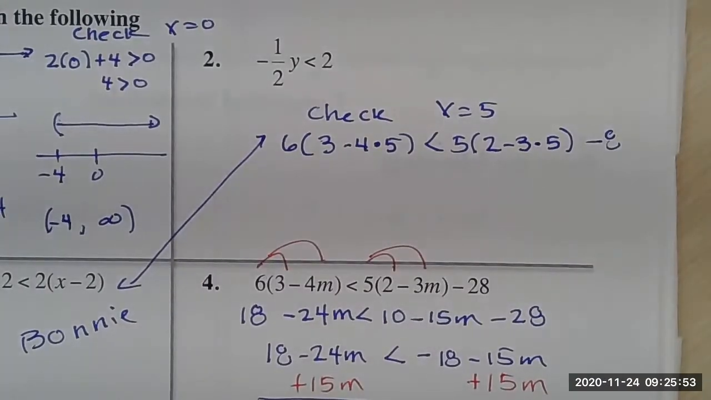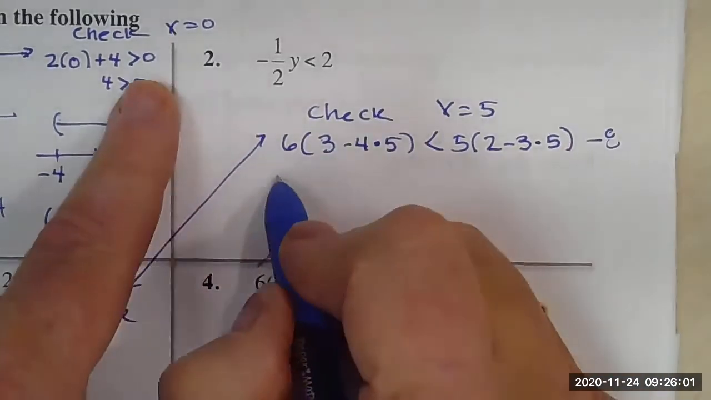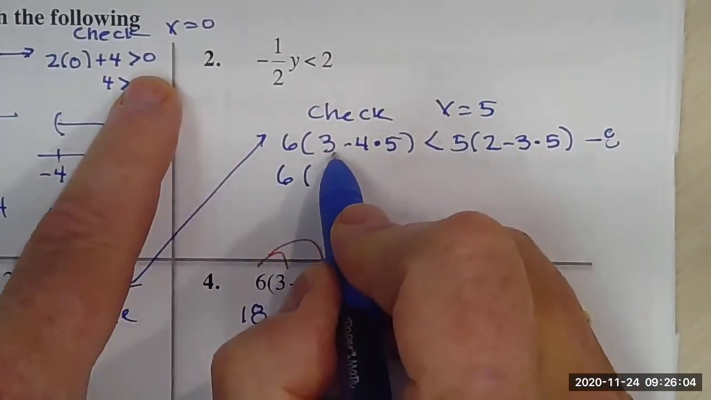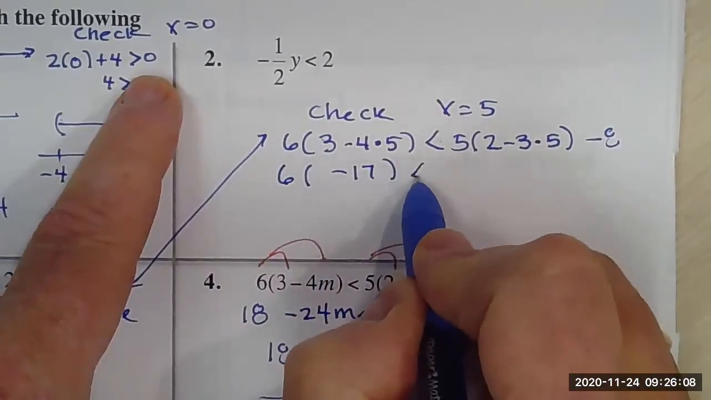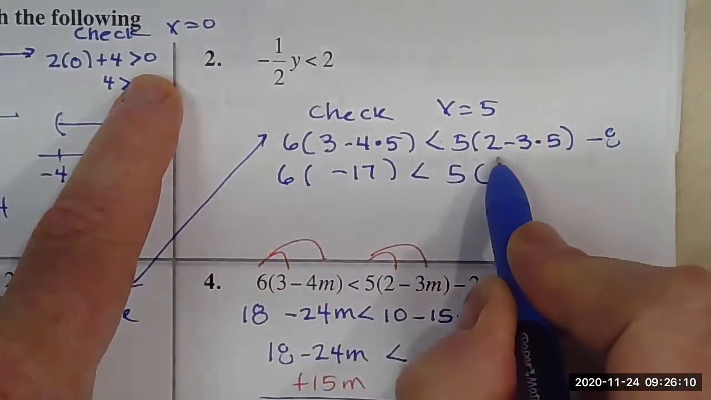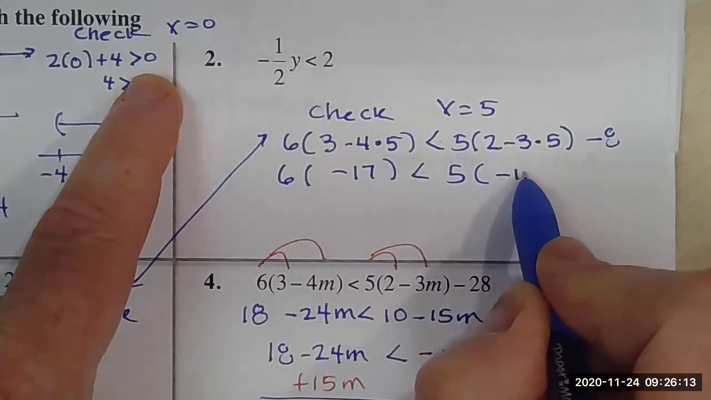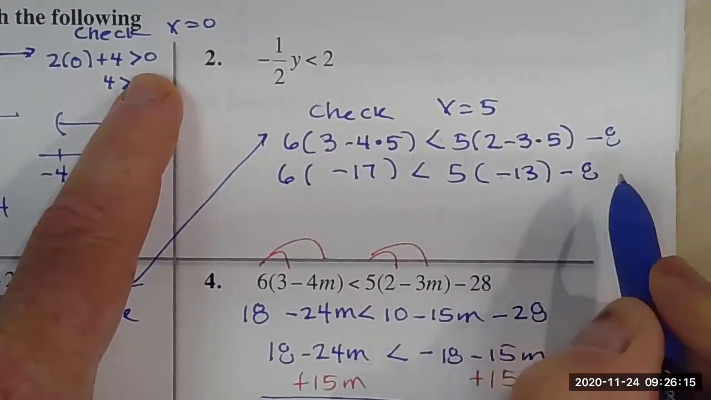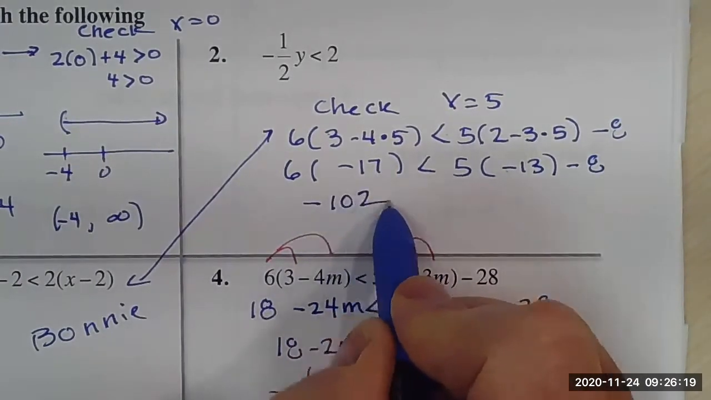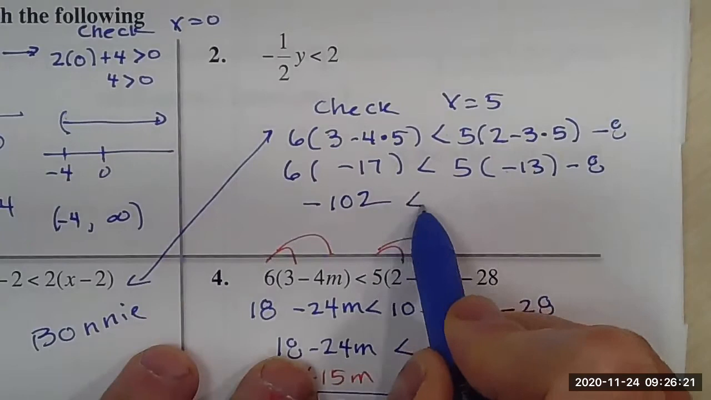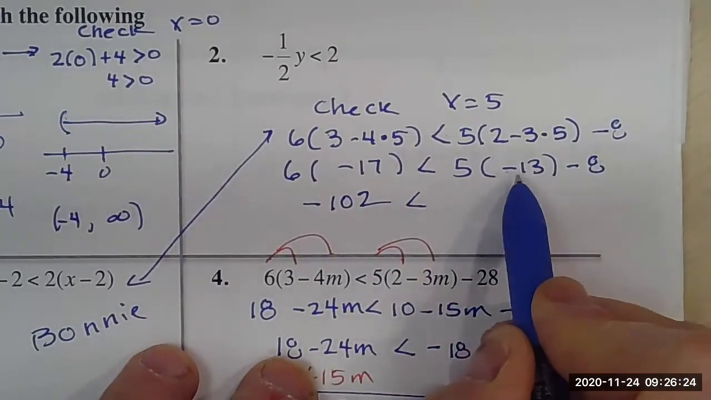You guys remember PEMDAS? Parentheses first. Yeah, I know somebody's going to say, please excuse my dear Aunt Sally. Parentheses first. Okay, that's what we're doing here. 3 subtract 20. 3 subtract 20. Negative 17, it looks like, less than 5. 2 subtract 15. I think that's negative 13. Okay, multiply negative 2 times 51, that's 102. Less than 5 times 13 is 5, 15, 60, 65.